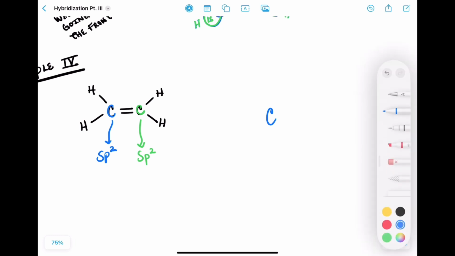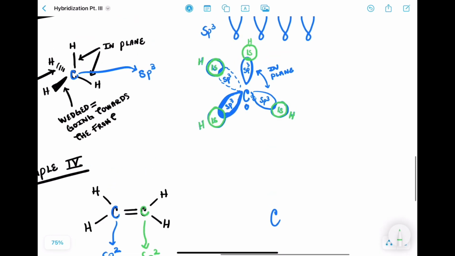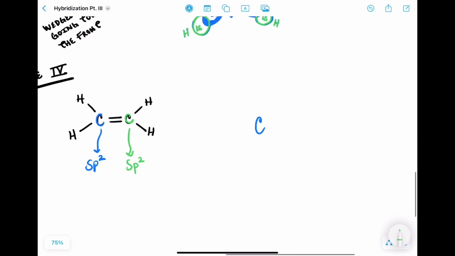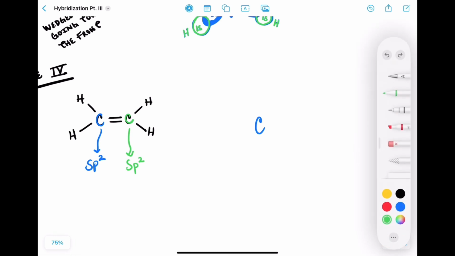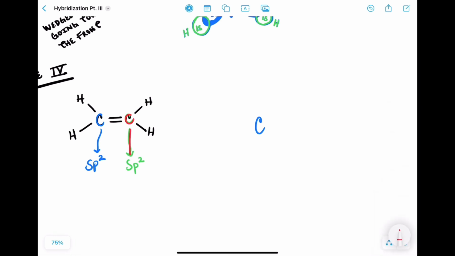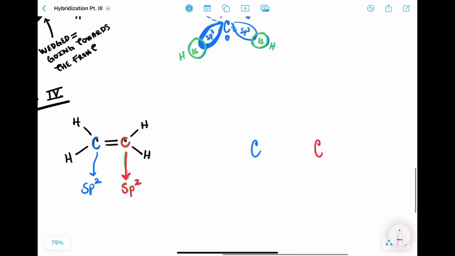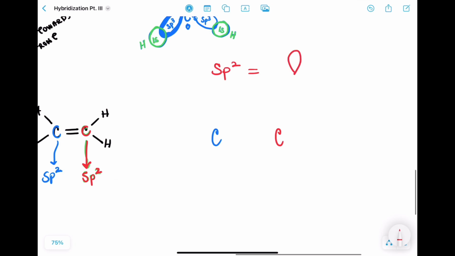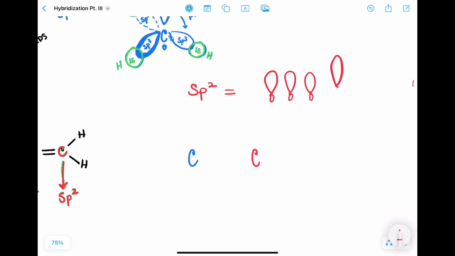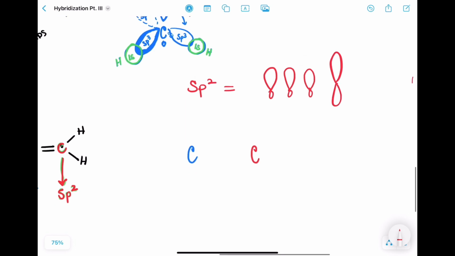So let me go ahead and draw the carbons. Now note, unlike the last image where the color difference was the actual orbital difference, here I'm just going to use the color difference as just showing different atoms. And to make that clear, I'll just put this in red instead. Okay, so I have a blue carbon and a red carbon, and I know both of those carbons are sp2. So whenever I have an sp2 orbital, what that means is essentially 3 slightly smaller than the sp3 orbitals, and then 1 unhybridized p orbital.